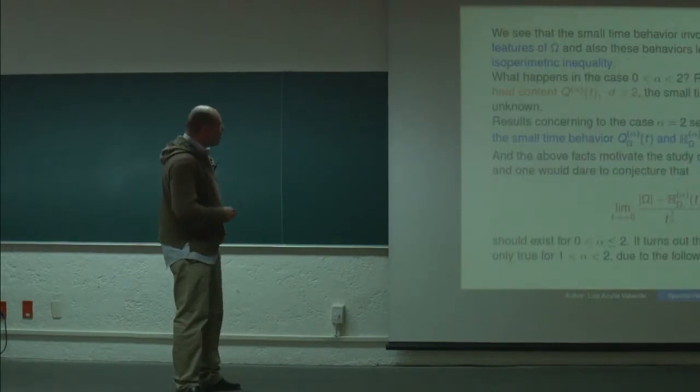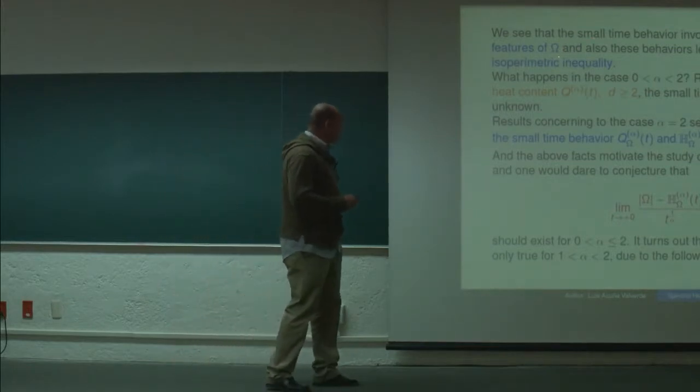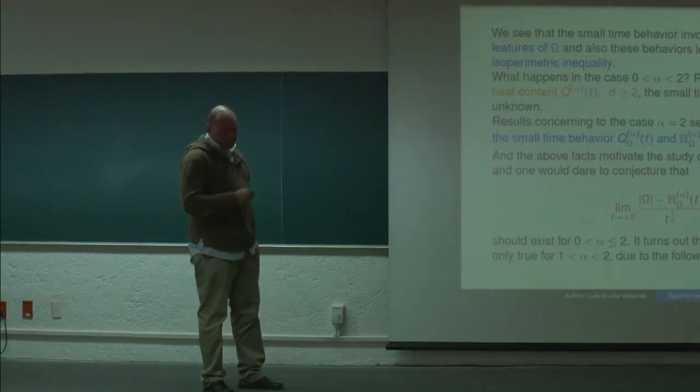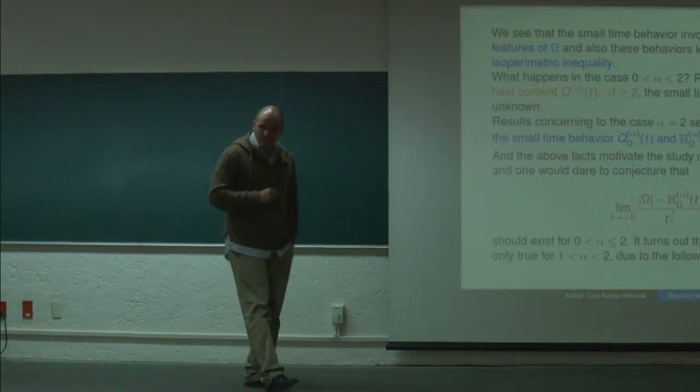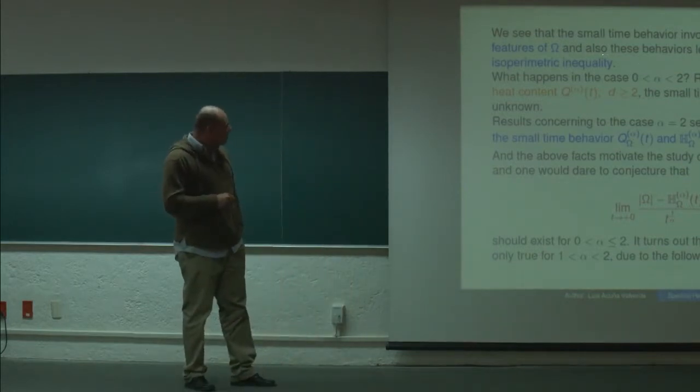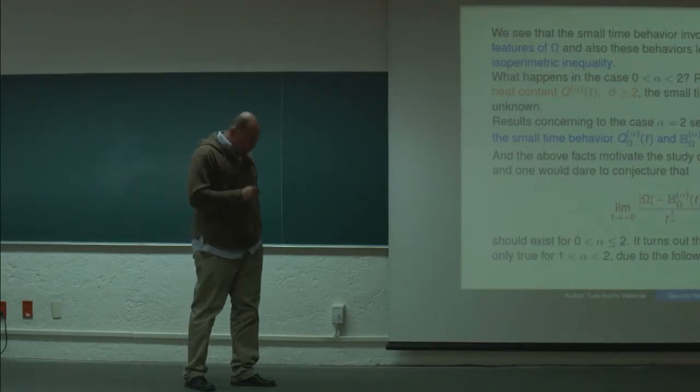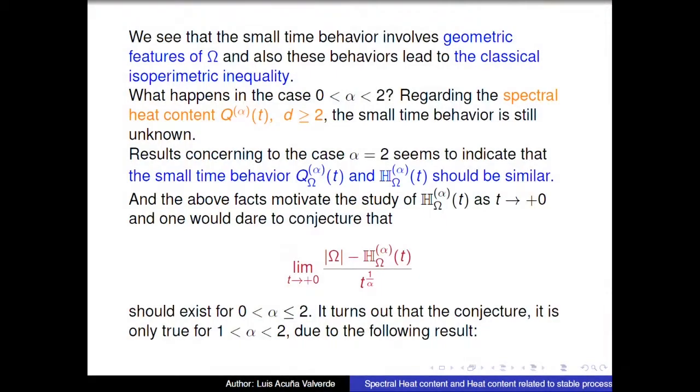Okay? So we see that the small time behavior involves geometric features of omega, and one of the applications, which I have not given here, is that there are probabilistic tools that lead to classical isoperimetric inequalities once you have these behaviors. And we will see that some of the results also give a proof of what is called the isoperimetric inequality for alpha perimeters. That was discovered about 5 years ago by Frank and Seiringer. The statement is very similar to the classical isoperimetric inequality, except that we need to change the surface area of the boundary for what is called the alpha perimeter, but we will see that later.